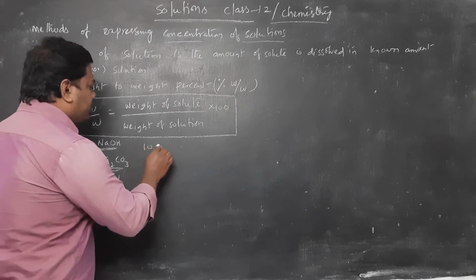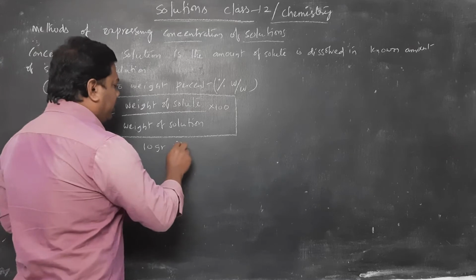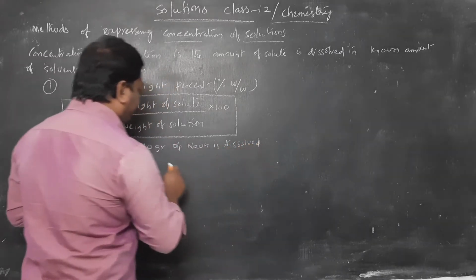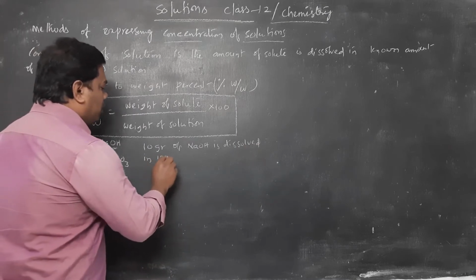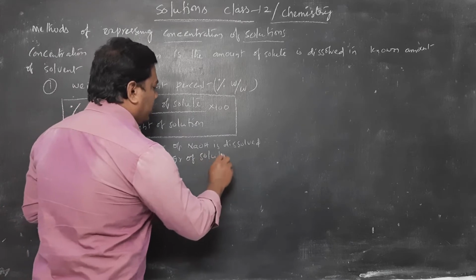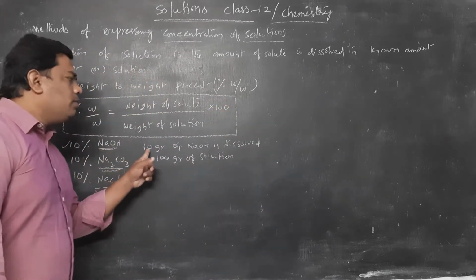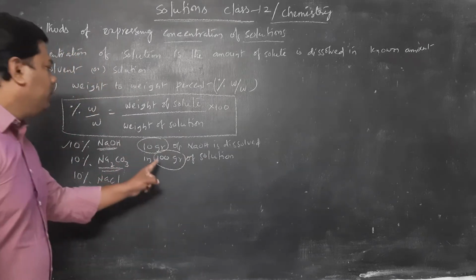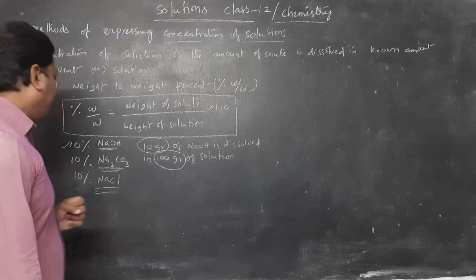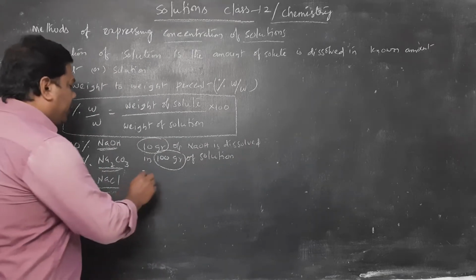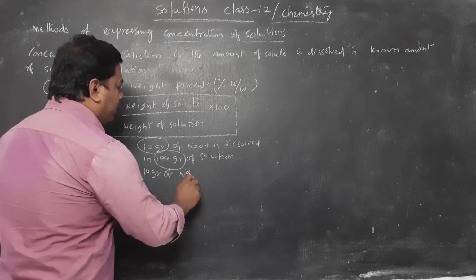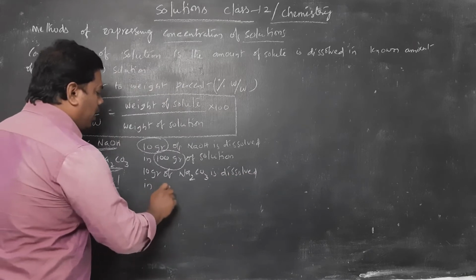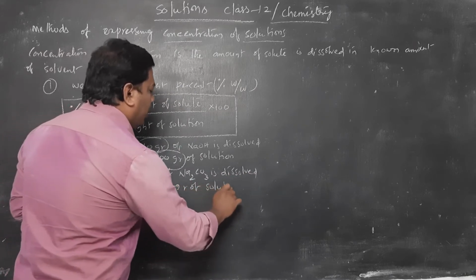10% of sodium hydroxide means, students, 10 grams of sodium hydroxide is dissolved in 100 grams of solution. Clear? So 10 grams of sodium hydroxide is dissolved in 100 grams of solution. Then it gives a weight to weight percentage. So 10% of sodium carbonate means 10 grams of sodium carbonate is dissolved in 100 grams of solution.